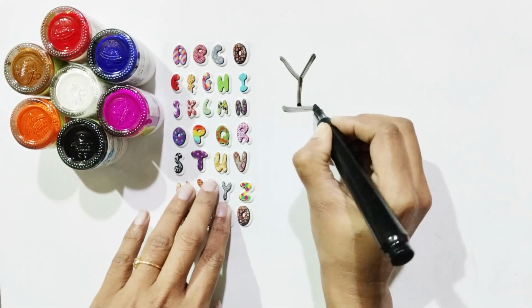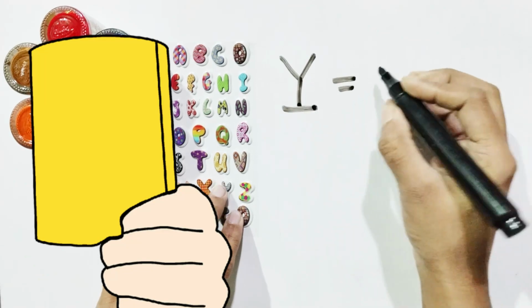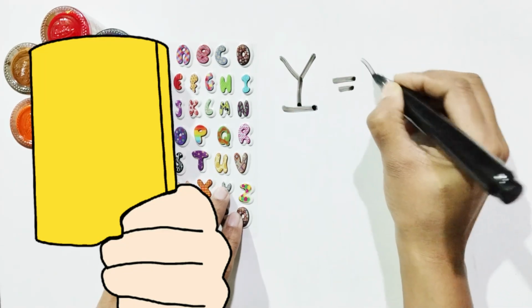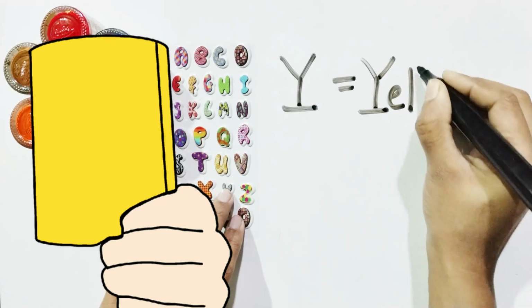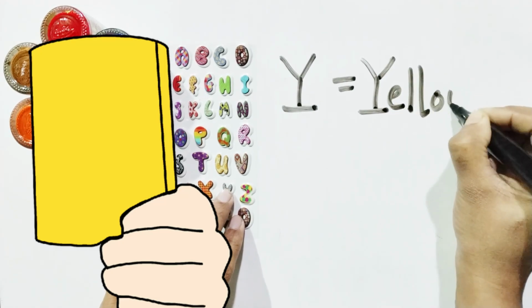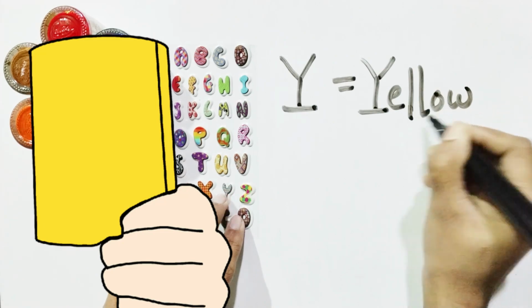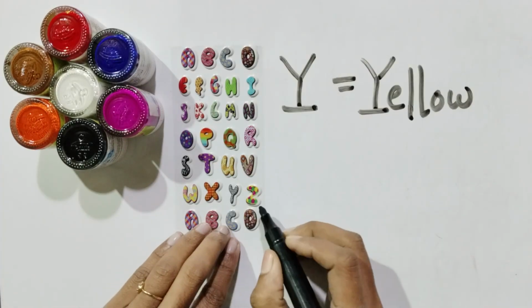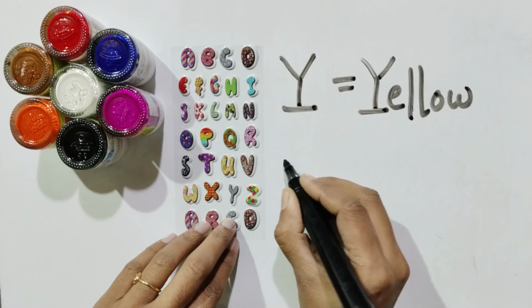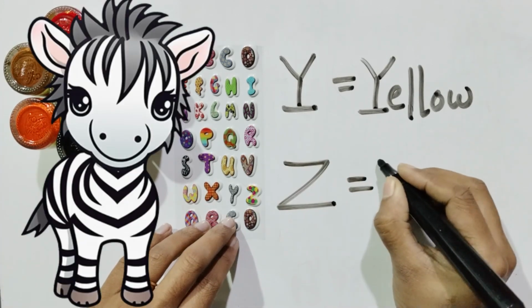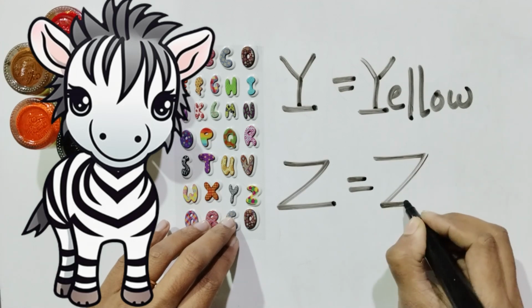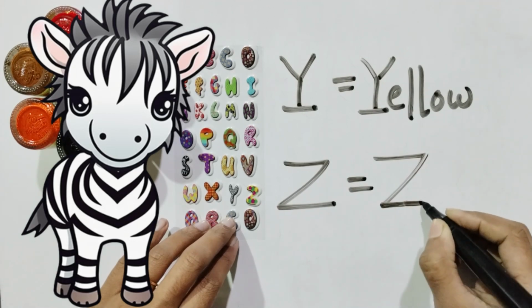Y. Y is for yellow. Y E L L O W yellow. Say with me Z. Z is for zebra. Write with me. Zebra.